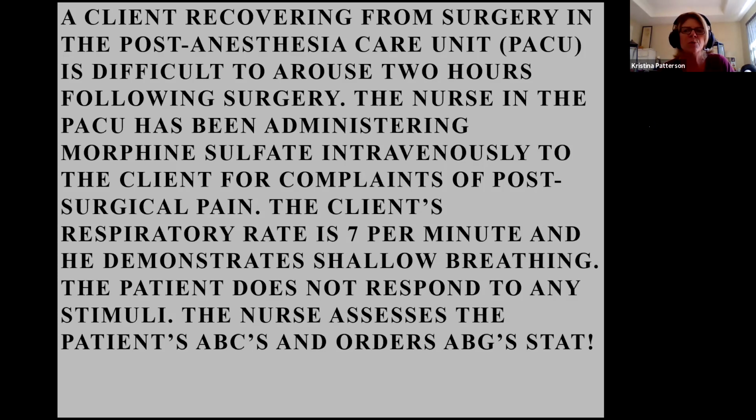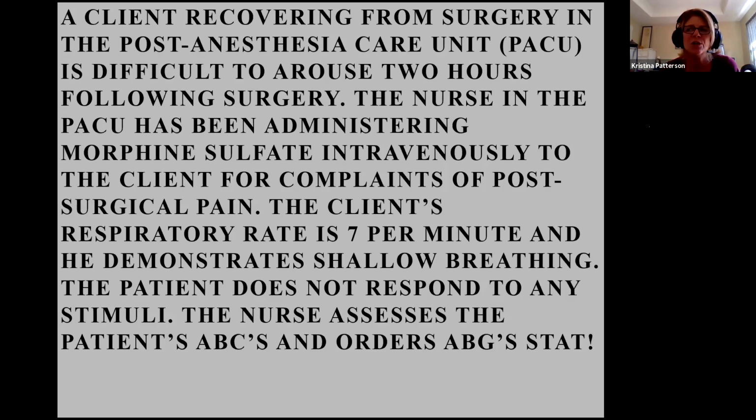All right, so here we had a client who was recovering from surgery in the post-anesthesia care unit, the PACU. And the client's really difficult to arouse, within about 2 hours following their surgery. So the nurse in the PACU has been giving morphine sulfate intravenously to the client for complaints of post-surgical pain. The client's respiratory rate is 7 per minute, and he demonstrates shallow breathing. He's not responding to any stimuli, and the nurse assesses the patient's ABCs and orders ABGs stat. So what do you think that the patient's ABGs looked like?